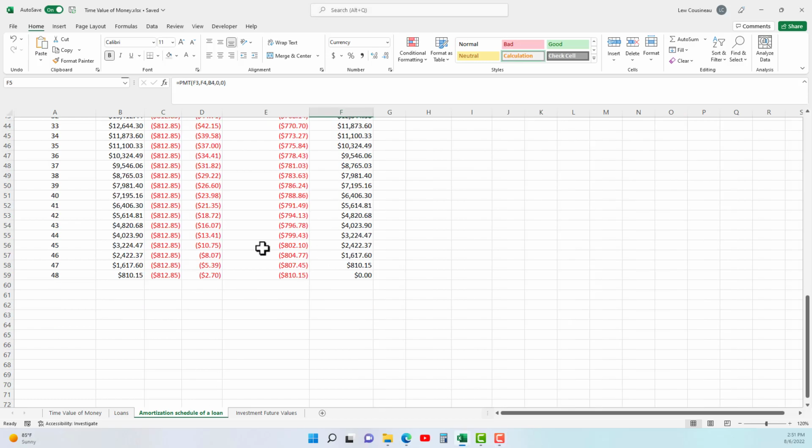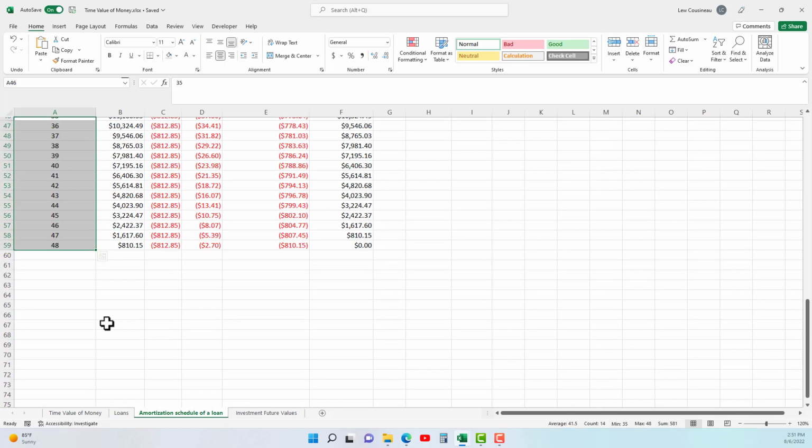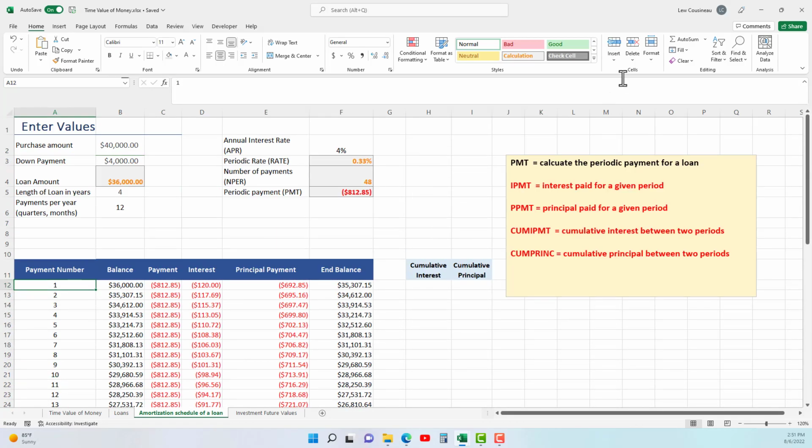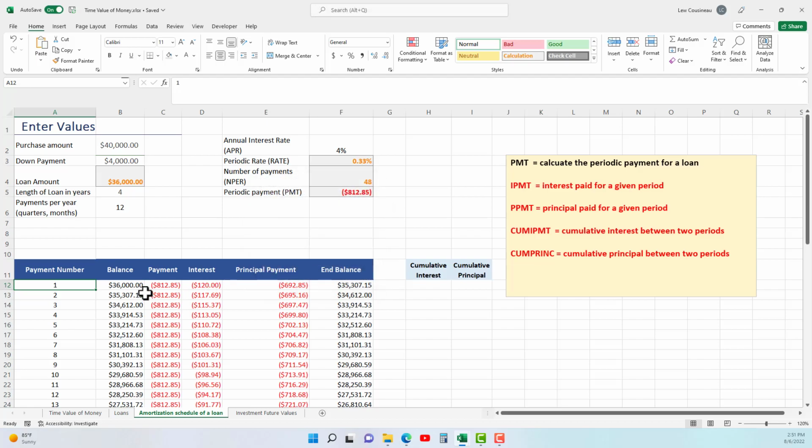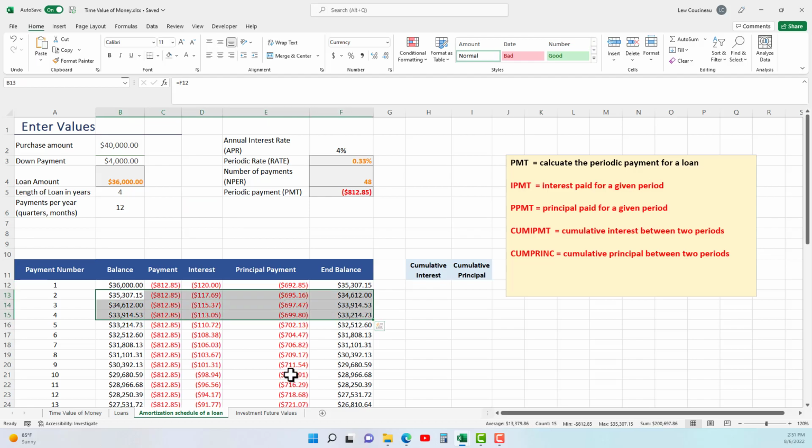It's equally as fast to create an amortization table for a house loan as it is for a car loan. House loans very often are 30 years, and so you'd have 360 of these payments. But because of that fill series, I just start at 1 right up here, go fill series column 1, 360, and hit OK. Boom, that goes down. And then creating the first few set of formulas doesn't take any longer, whether it's a house loan or a car loan. And once you get to this line, you double click and it'll go down 360 as quickly as it went down 48. So really easy to create an amortization schedule for any loan.